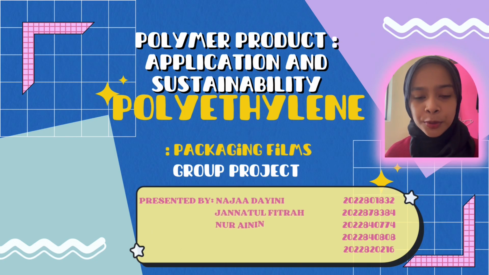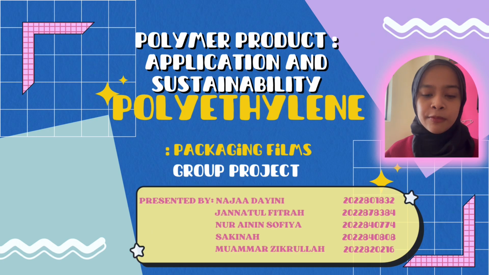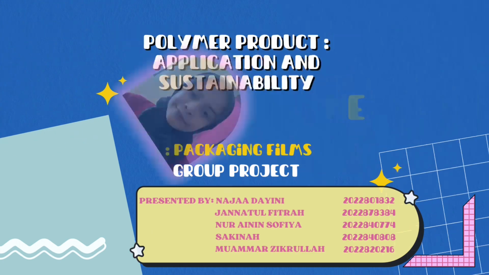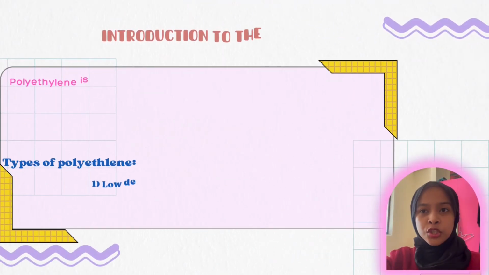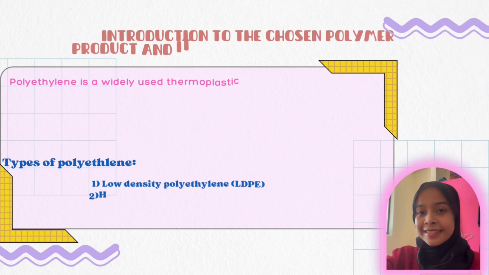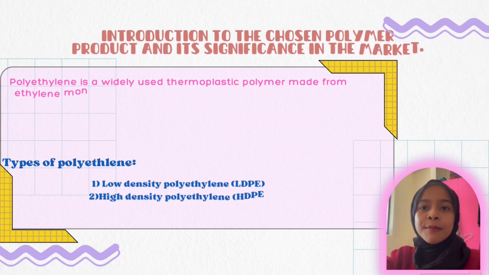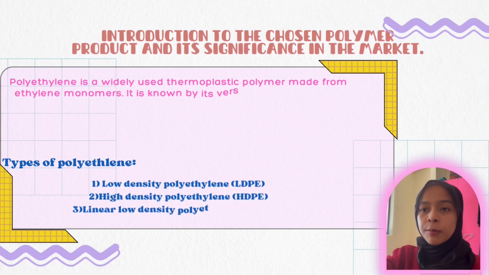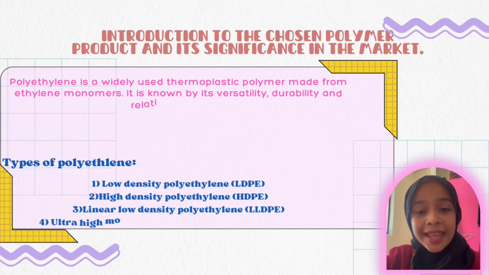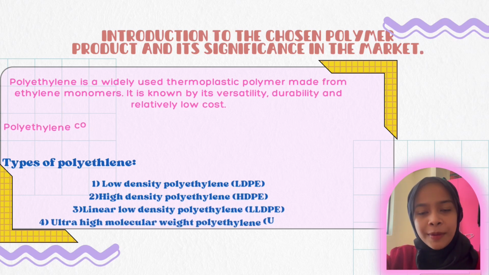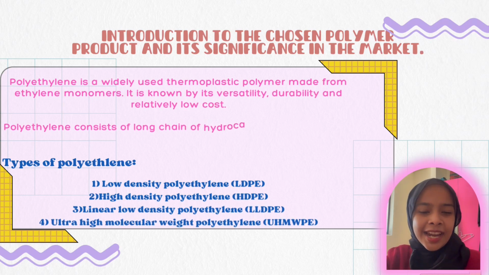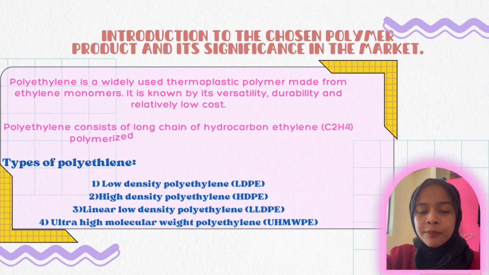We want to present our group assignment, Polymer Product Application and Sustainability: Polyethylene, and the product is packaging film. Introduction to the chosen polymer product and its significance in the market. Polyethylene is a widely used thermoplastic polymer made from ethylene monomer. It is known for its versatility, durability, and relatively low cost.